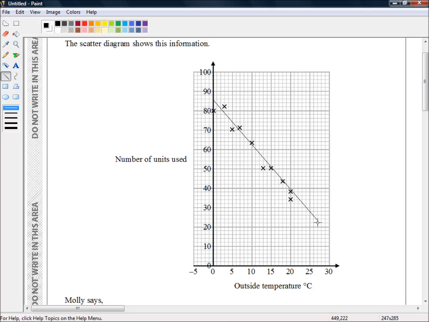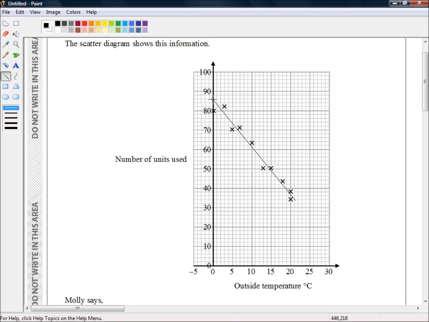And I don't want to extend the line too far, because that's going outside of our data, and that involves making assumptions about the data that I'd rather not make. So let's leave it somewhere here. Okay, so I've committed to what I think is my line of best fit. So now we need to find the gradient of that line.